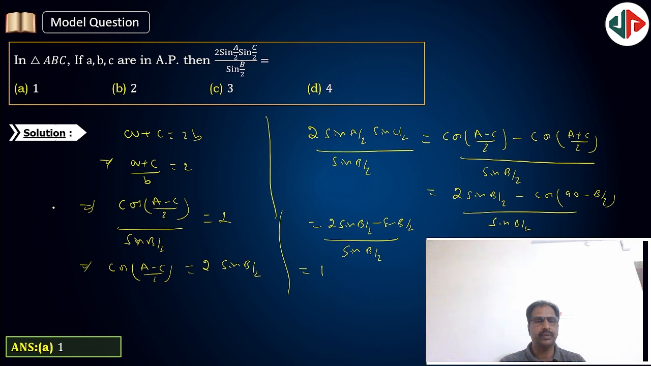This is known as Mollweide's rule. Apply transformations here. And in a triangle, we know that A by 2 plus B by 2 plus C by 2 is 90. Therefore, A by 2 plus C by 2 will be 90 minus B by 2.